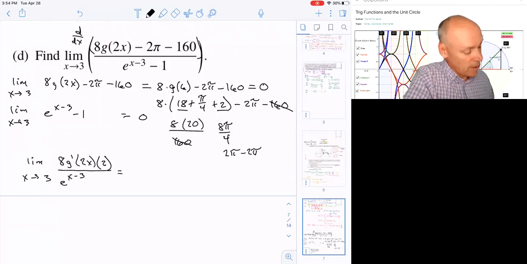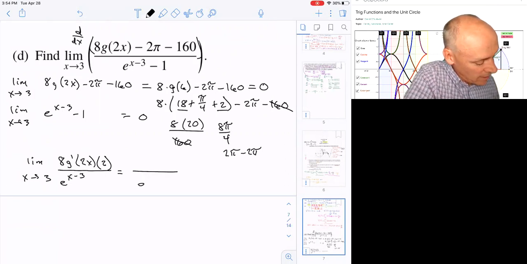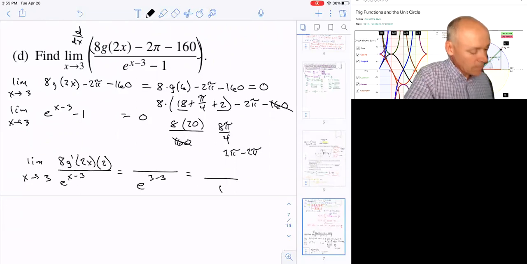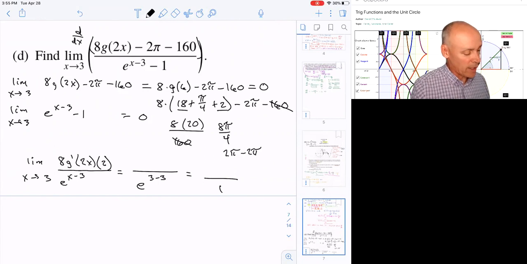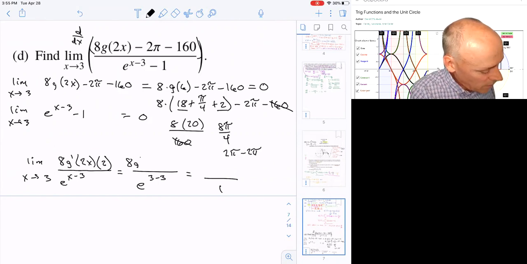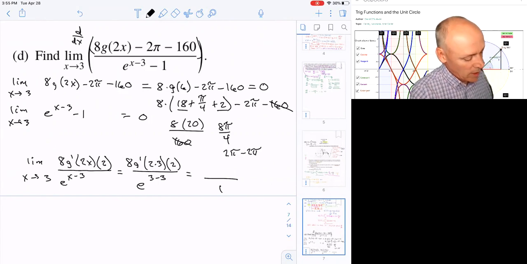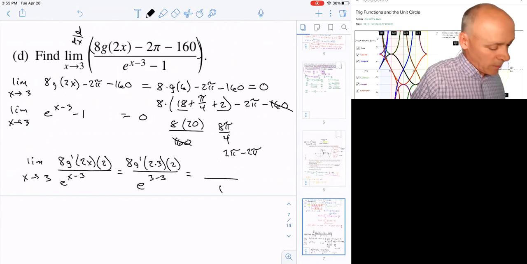And so here, I'm feeling pretty good about this because it's going to give me e to the 3 minus 3. Well, that's going to be e to the 0, which is 1. Okay, so I know I don't need to do L'Hopital again. I'm either going to get the limit does not exist or I'm going to get a value here. So this is going to be 8 times g prime at 2 times 3, times 2. So I need g prime at 6.